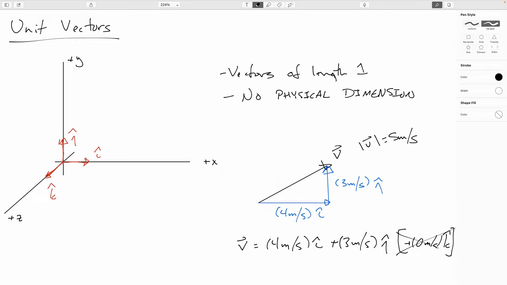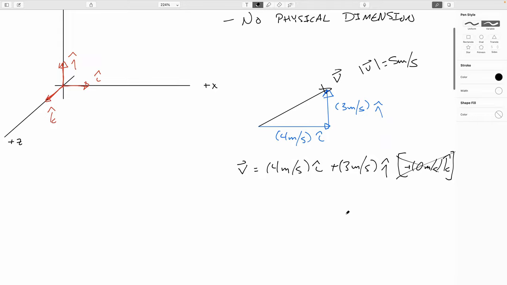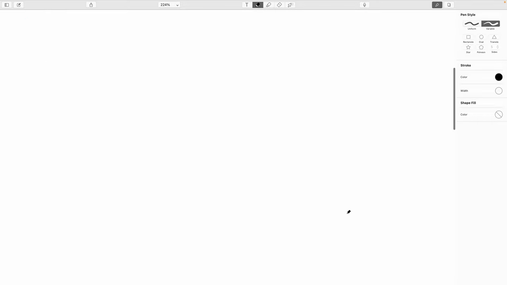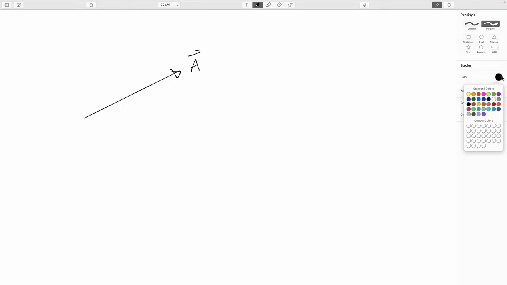All right. With this, we can start to segue into component vectors, which are not the same thing as vector components, but we will tie these together very quickly. So we sort of already introduced the idea without necessarily realizing it by constructing a quantity out of unit vectors. So let's say this is my vector A, like so.